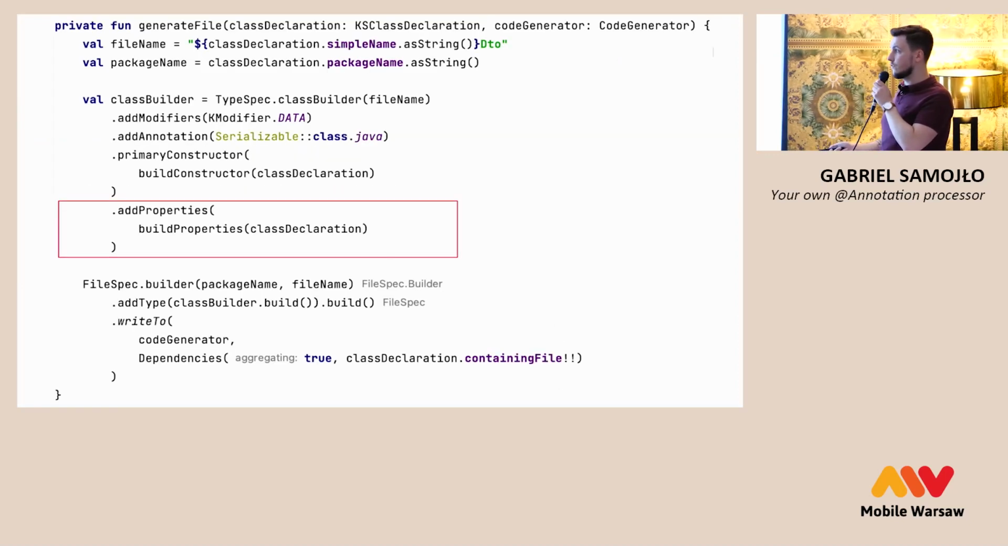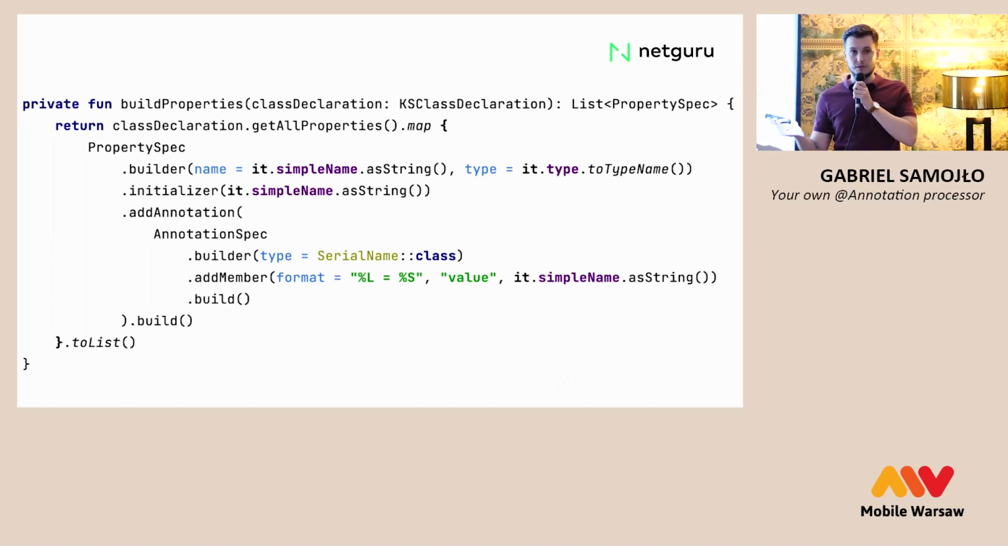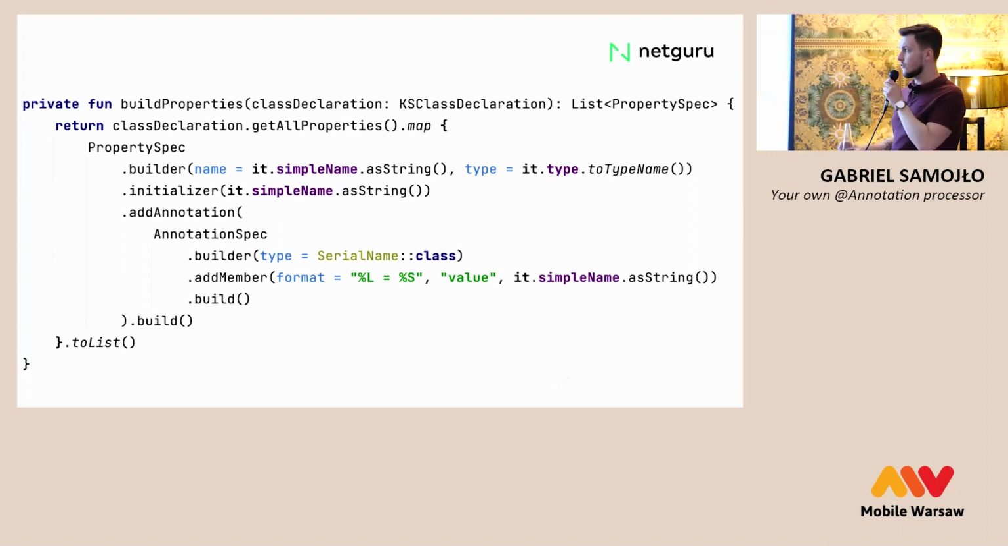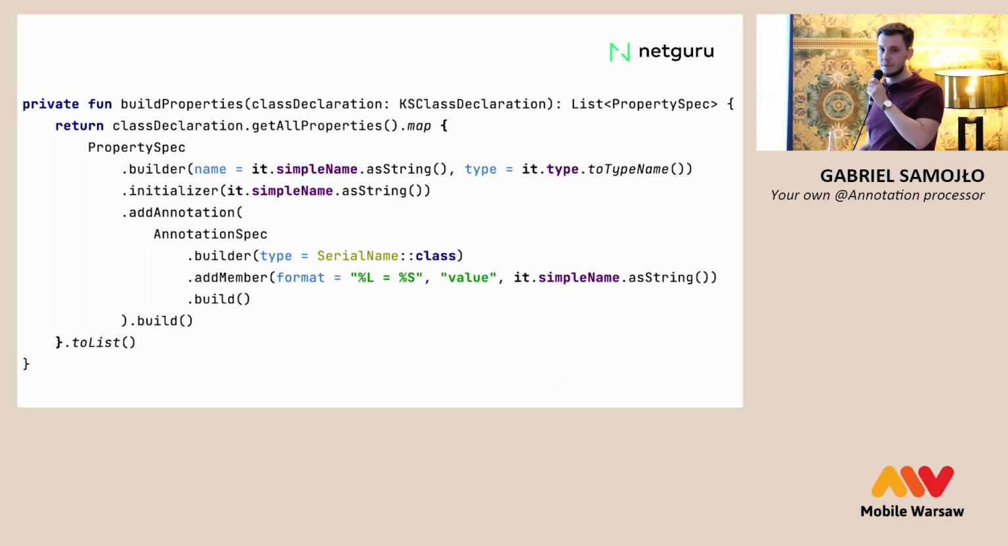The same goes with the properties. So each property from the original file, we are moving to the newly created one. We are also adding annotation. Do not forget about it, because we want to have the serial name annotation added on each field for us. So that piece of code is doing it. Also Kotlin poet, so nothing really invented by me here. It's just using the library.